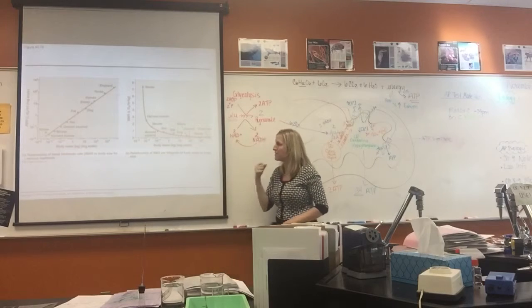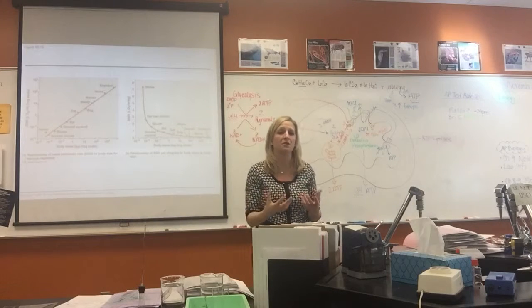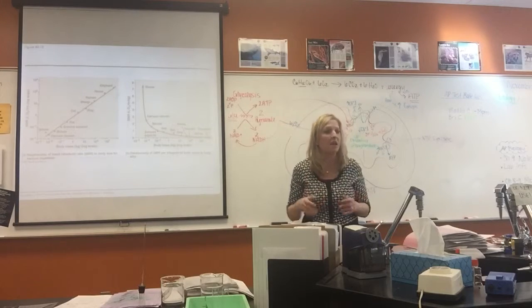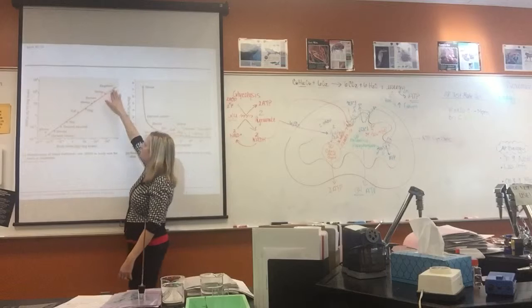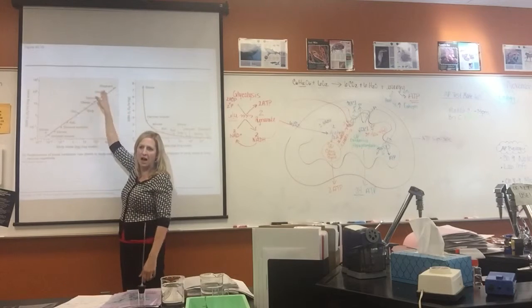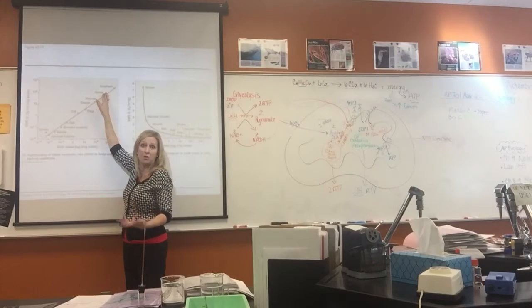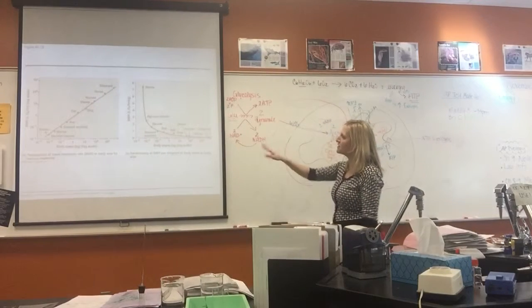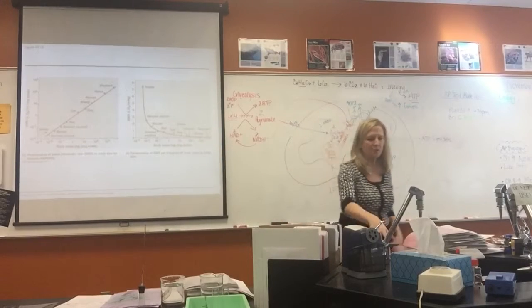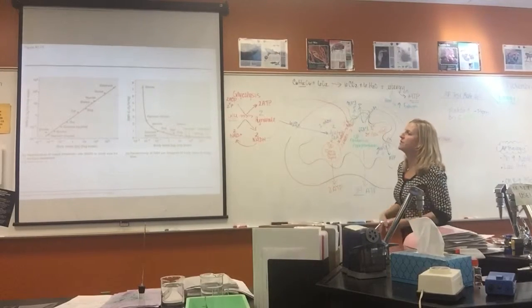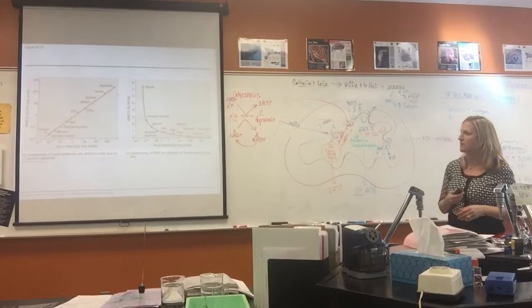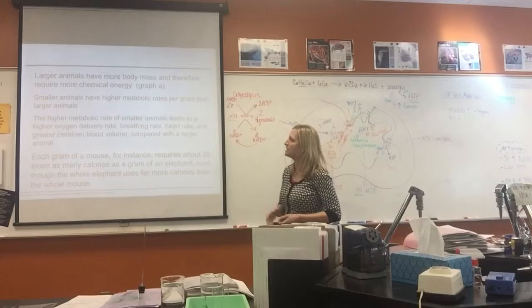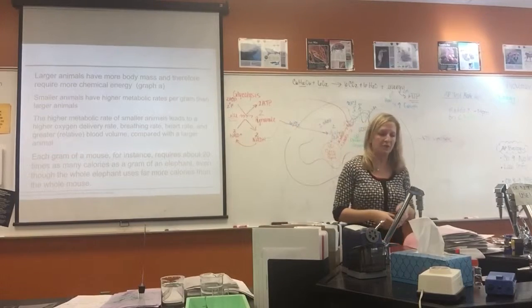So what that means is that smaller animals, gram for gram, have a really high metabolic rate compared to larger animals. But overall, if we just look at the overall size, elephants would have a higher metabolic rate because they just have more grams. They're made of more material. But gram for gram, in this case kilogram for kilogram, the smaller animals have a much higher metabolic rate. And so let's write here, larger animals have more body mass and therefore require more chemical energy.